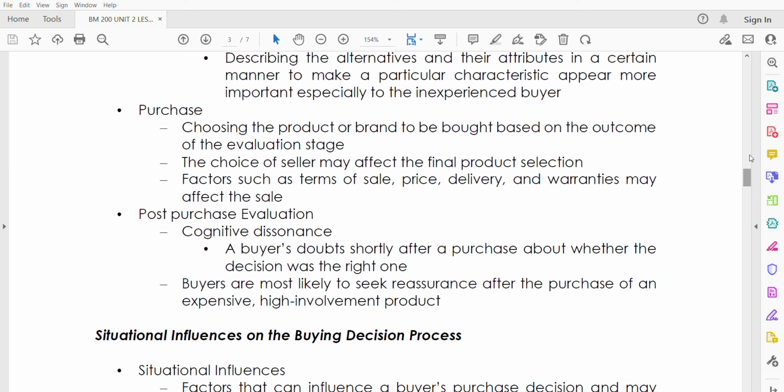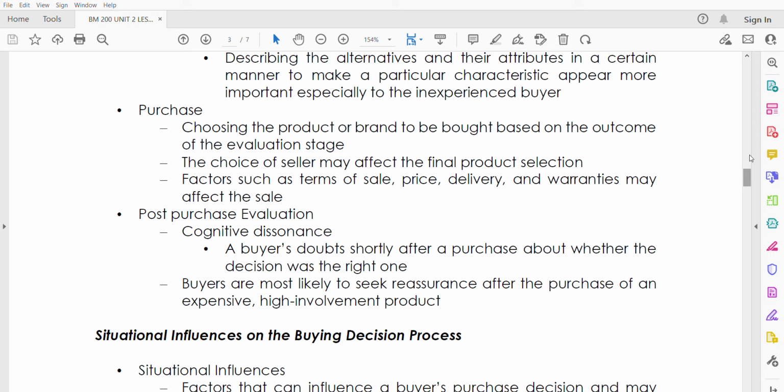You already have the product, you've tested it out, so you then proceed to the last stage of the consumer buying decision process, which is the post-purchase evaluation. So in here, cognitive dissonance is involved. This is a buyer's doubt shortly after a purchase about whether the decision was the right one.